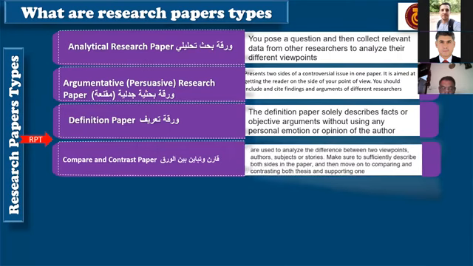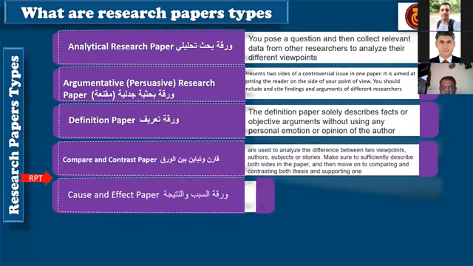So we have the compare and contrast paper, which is used to analyze the difference between two viewpoints, authors, objects or stories. Make sure to succinctly describe both sides in the paper and then move on to comparing and contrasting both theses and supporting one of them. So it is a comparison paper, or we say contrast paper.